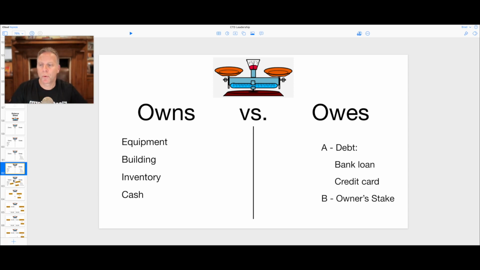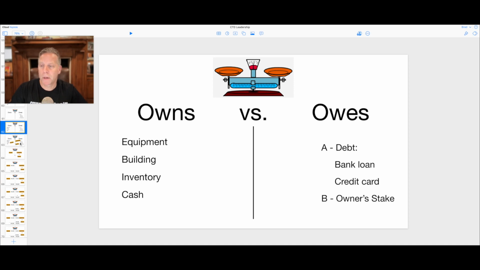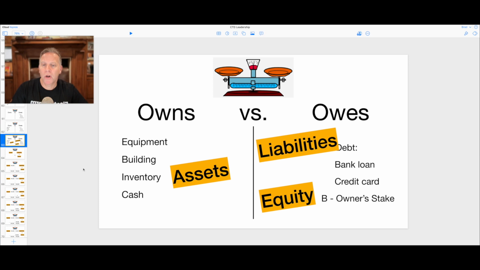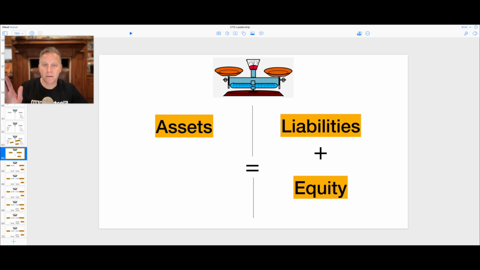If we were to formalize these terms with some more accounting terminology, we're going to call what the company owns assets. And the stuff that the company owes has two things. Remember I talked about, one is liabilities, and the other is called equity, or the owner's stake. When we talk about balance, as we said at the very beginning, these two things have to line up. So assets equals liabilities plus equity. Whatever the total value of assets is has to be the total value when you add up the liabilities and the equity, what the company owes and what it owes the owner.